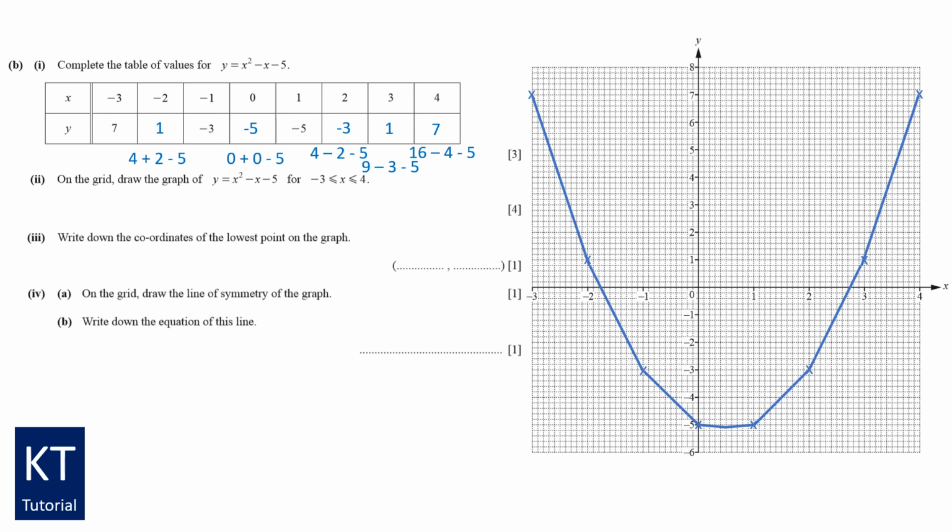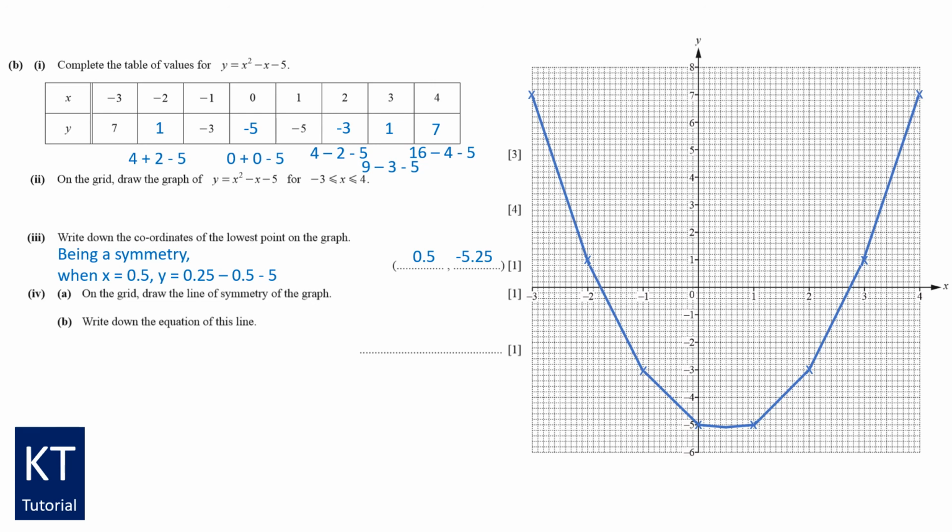Next, write down the coordinates of the lowest point on the graph. As there's observed symmetry for where x is at 0.5, we could calculate for y using its equation. This leads to the required coordinate being 0.5 and minus 5.25.